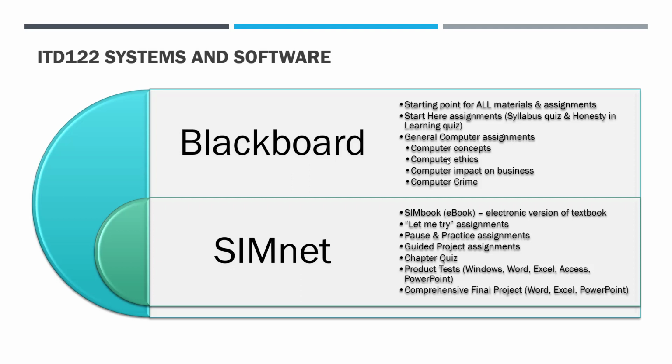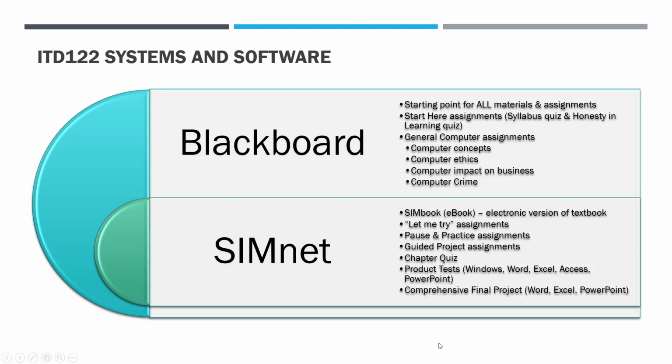Then there are product tests, one for Windows, one for Word, Excel, Access, and PowerPoint. Those are completed when we're done with the chapters for that product. And then there is a comprehensive, somewhat final project. It includes Word, Excel, and PowerPoint. It does not have an Access component in that comprehensive final project. So that's the divide between Blackboard and SimNet. And I guess the biggest thing is always begin in the Blackboard, and that will take you where you need to go.